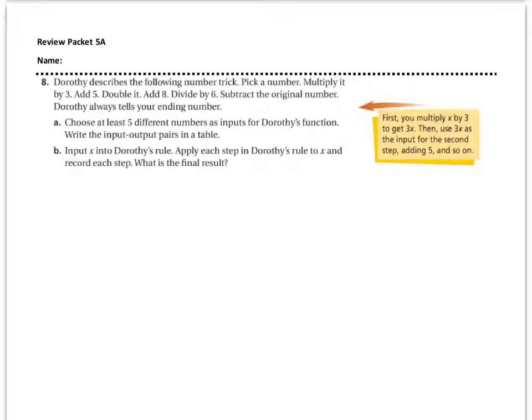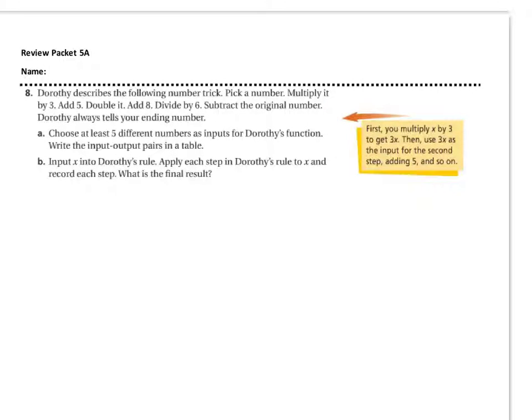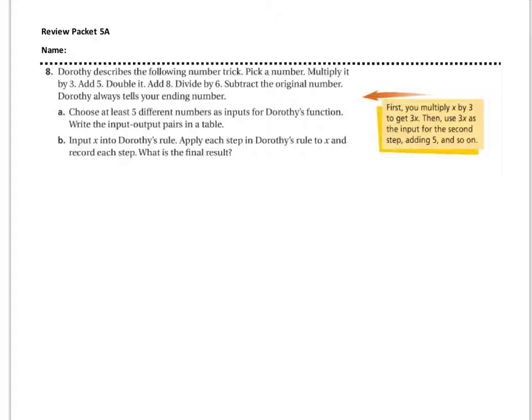Problem 8. Dorothy describes the following number trick. Pick a number, and so on, and Dorothy always tells your ending number. Choose at least 5 different numbers as input for Dorothy's function. Write the input-output pairs in a table. So just write the table. Try 5 different numbers. That's what you do.